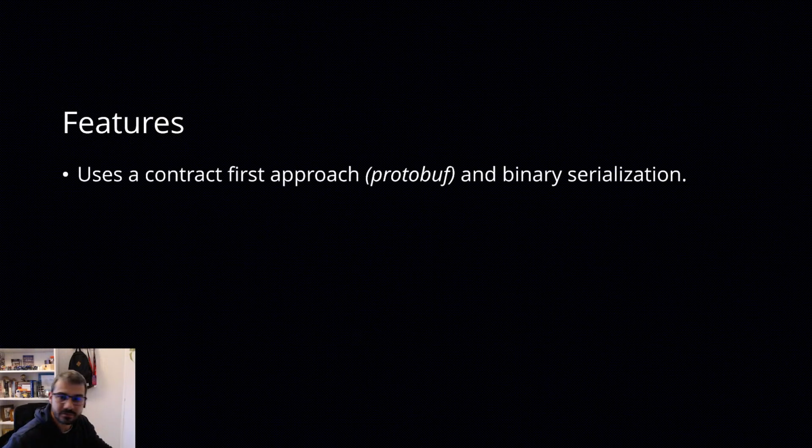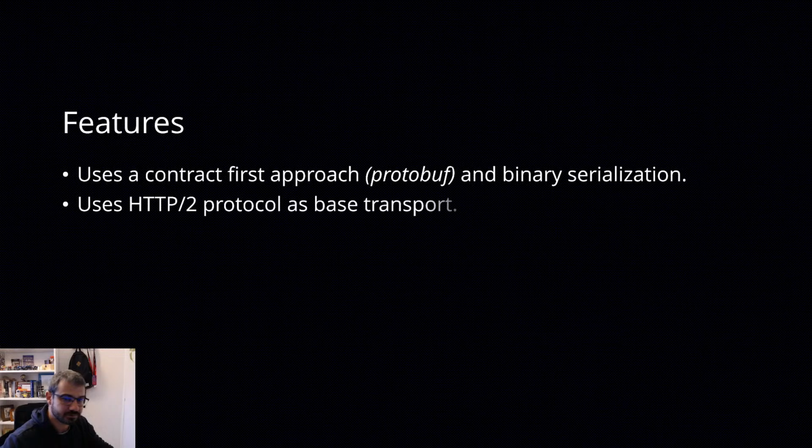And what features does gRPC provide for designing such APIs? So, it uses a contract-first approach, the protobuf file, and binary serialization. Being a contract-first approach means that we define everything in a file called protobuf, where we define the entire contract, including models and services. And in relation to binary serialization, it uses protocol buffers to serialize and deserialize, doing it in an extremely performant way.